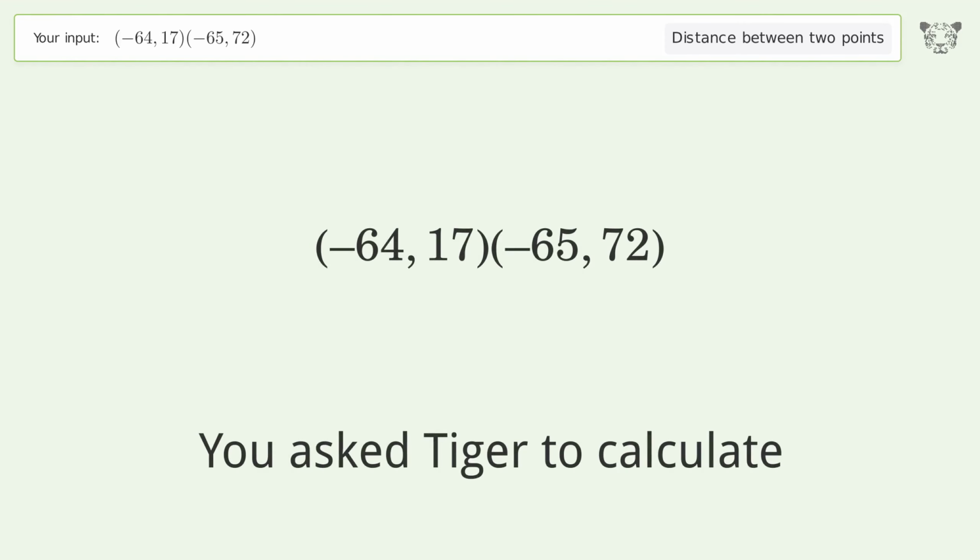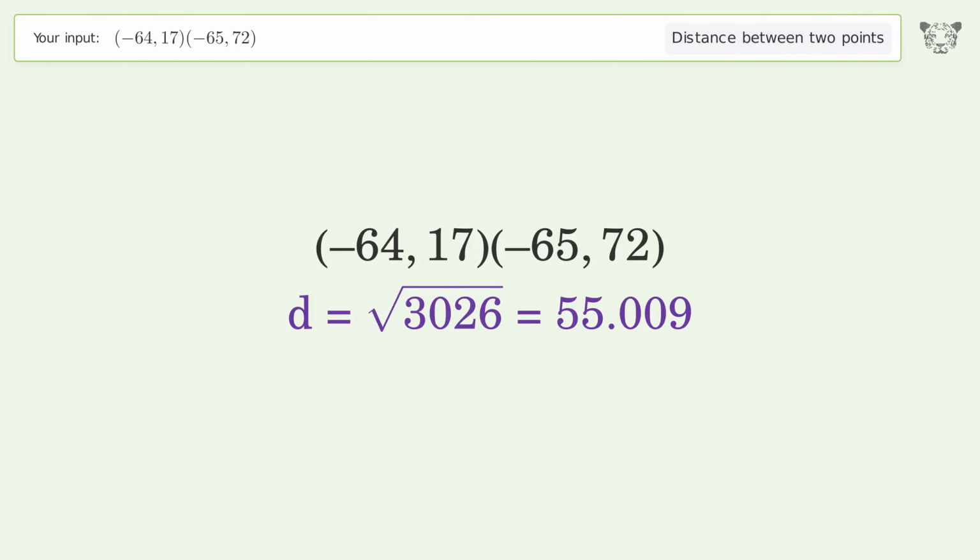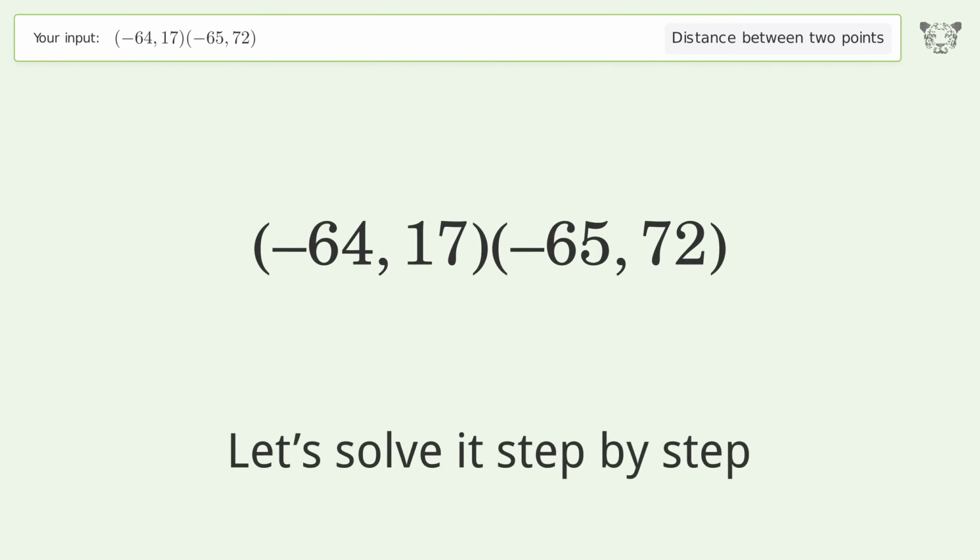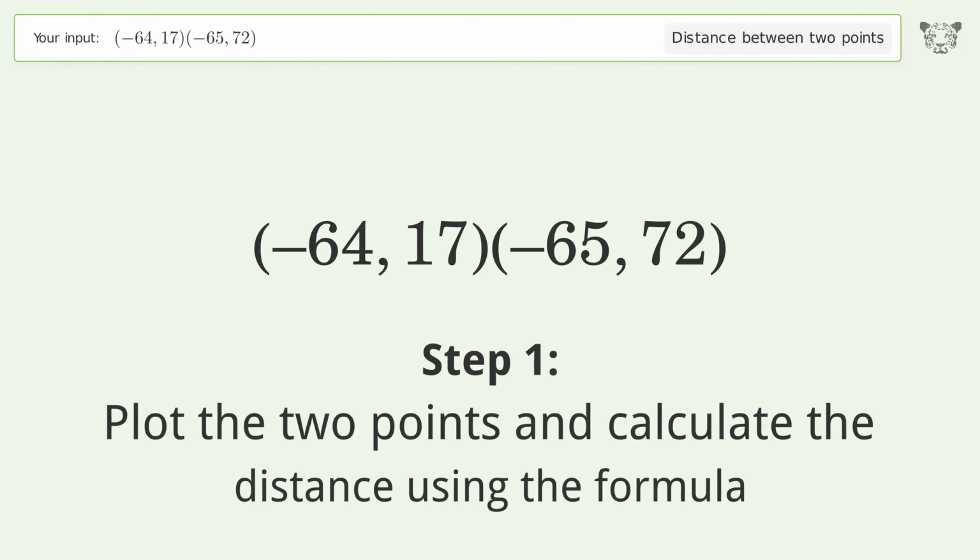You ask Tiger to calculate. This deals with the distance between 2 points. The distance between the 2 points is the square root of 3026, or 55.009. Let's solve it step by step. Plot the 2 points and calculate the distance using the formula.